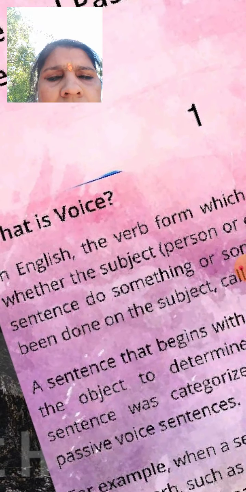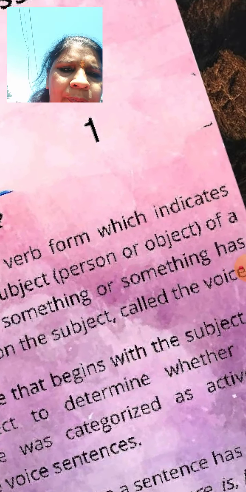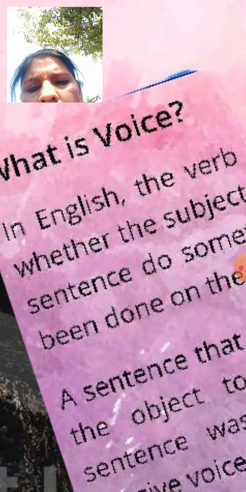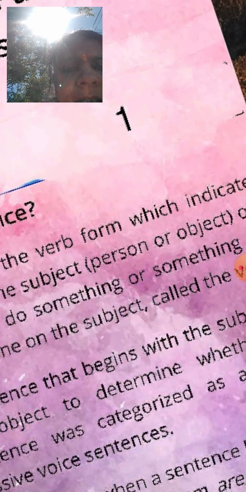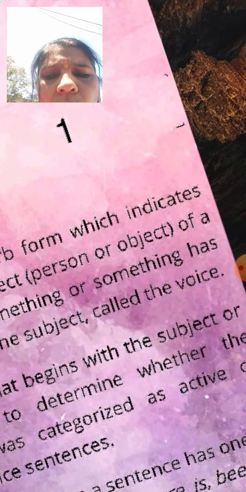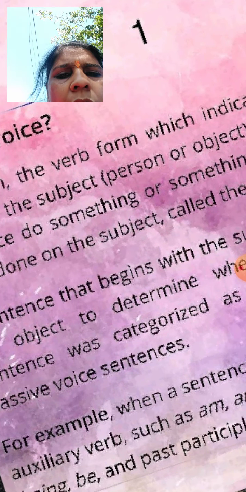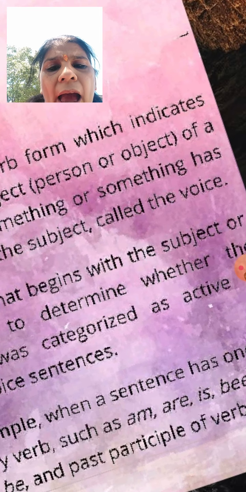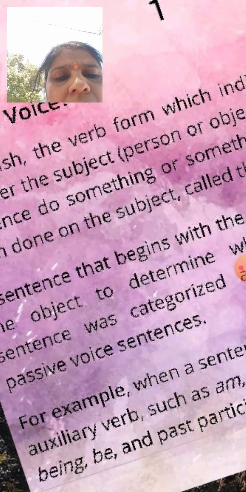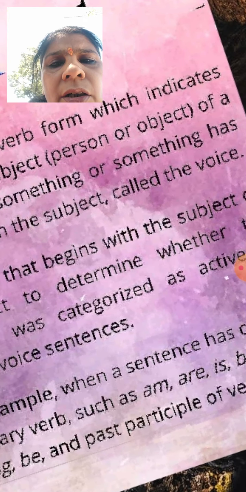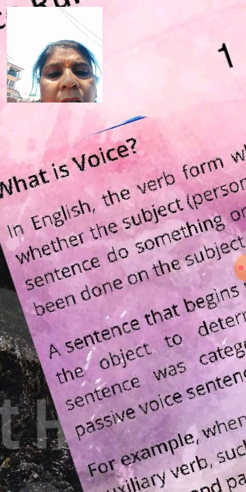In English, the verb form which indicates whether the subject, person or object of a sentence does something or something has been done on the subject is called the voice. Now this statement is clear.